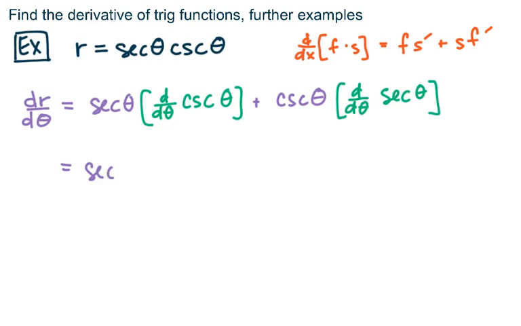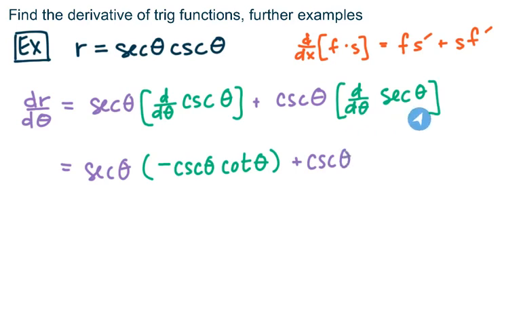So we have secant theta. What is the derivative of cosecant theta? That is negative cosecant theta times cotangent theta. And that we know, right? This derivative is one that we know. Plus, we have cosecant theta, and the derivative of secant looks very similar to this. It's going to be secant and tangent, and it will be positive. So we have secant theta tangent theta.